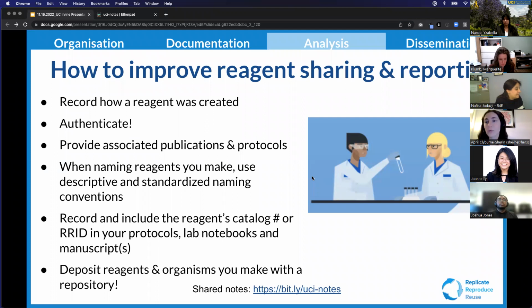So when you're thinking through your research, you want to think about documenting the things that you need to document in order to allow these materials to be shared in your papers. You want to track how all your materials and reagents are created, authenticate them, make sure that you're using what you think you're using, provide citations to the papers you referred to when creating them, and use descriptive and standardized naming conventions if you're naming a reagent. Record and include any catalog numbers or research material ID numbers in all of the associated writing that you create, such as a protocol, your notebook, and your manuscripts.